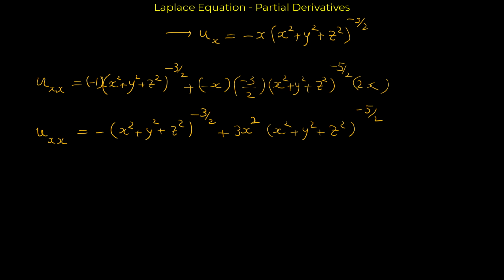Now that we have uxx, we can do the same process for finding uyy, the second partial derivative of u with respect to y, and the second partial derivative of u with respect to z. But is it necessary to really do all of those calculations again? Repeat the same things? No, not really.